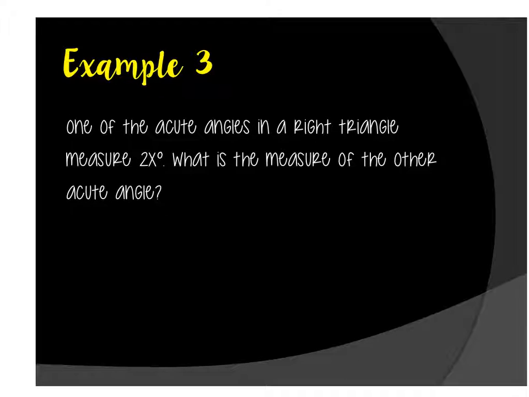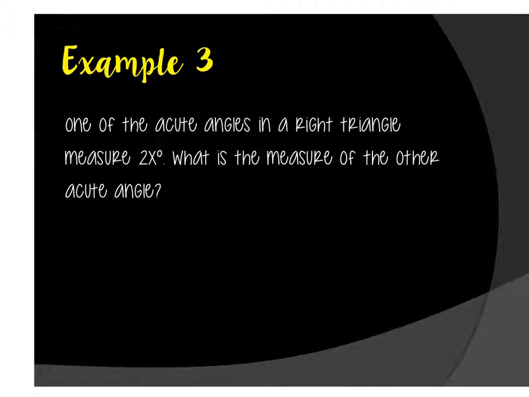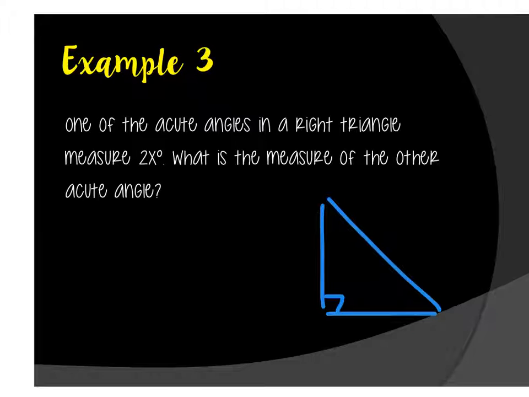All right, example 3 says one of the acute angles in a right triangle measures 2x. What's the measure of the other acute angle? So if you need a visual, give yourself a visual. If not, you can just use that corollary. So it says that one of the acute angles of a triangle is 2x. So we don't know what it is, we just know it's 2x. So you're going to keep a variable in your answer because we don't know exactly what it is yet, right? But what do I know about these two angles?